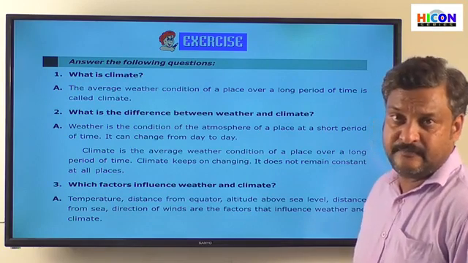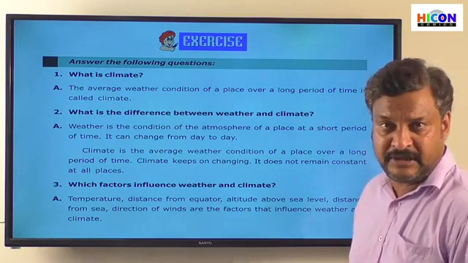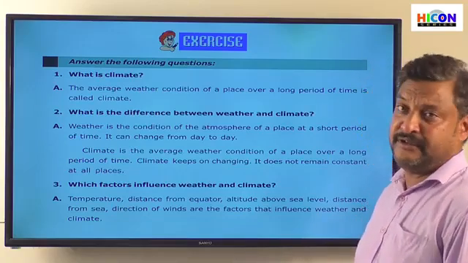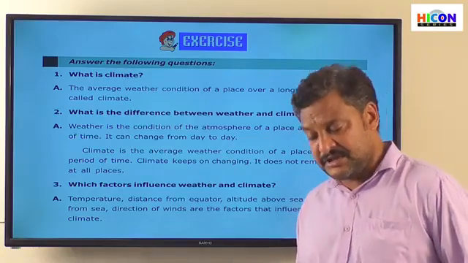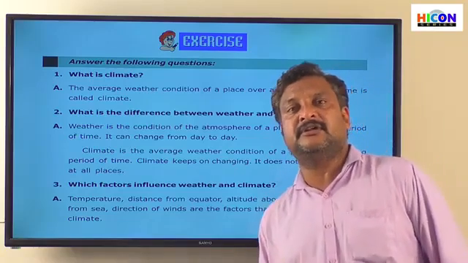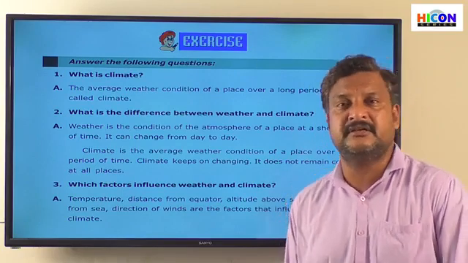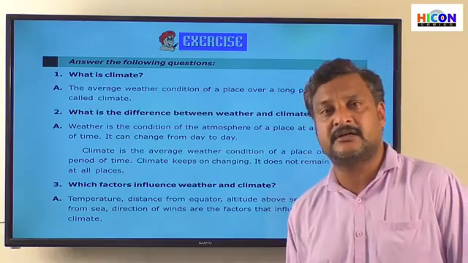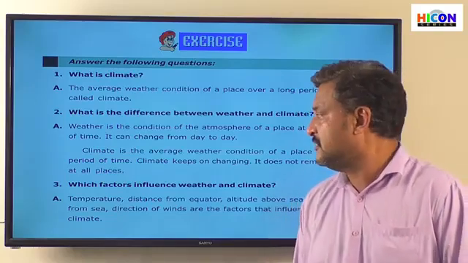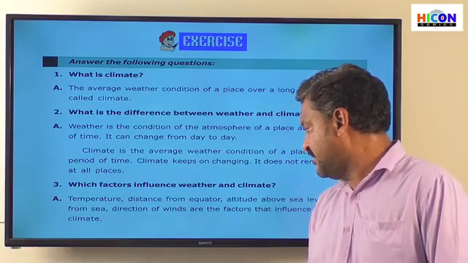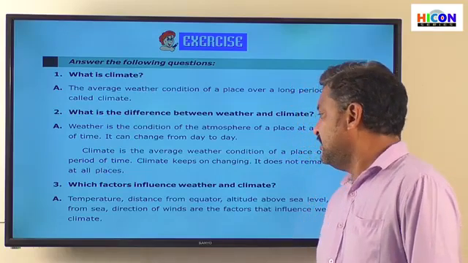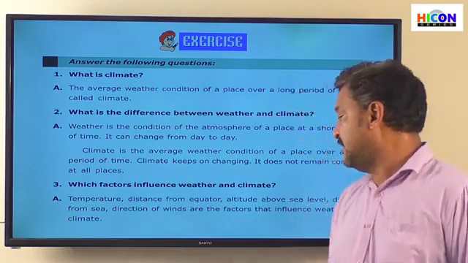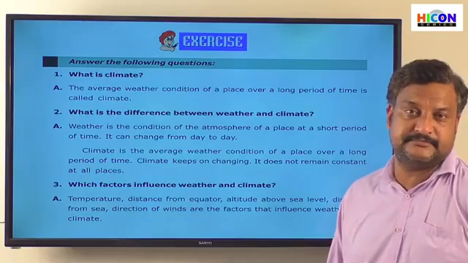Distance from the sea. The sea coast area has a comparatively moderate climate, but interior regions have an extreme climate. Direction of wind. If the wind regularly flows in a particular direction, then in those regions it's quite difficult to have hotter climates because every time it will bring some clouds or other. Right? So temperature, distance from the equator, altitude above sea level, distance from the sea, direction of winds are the factors that influence weather and the climate.